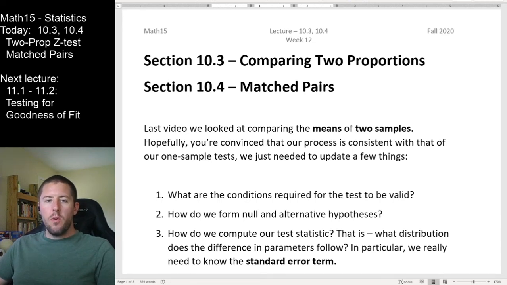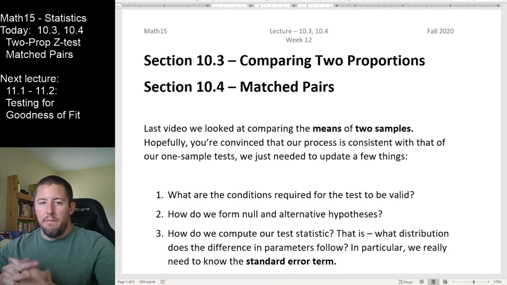Matched pairs are also going to be looking at means, but the difference is that we're going to be taking a sample from the same group of people two different times. So we're going to have a slightly different procedure associated with that one. In this case, we have two dependent samples. One sample is dependent on the other, and so we're going to do a slightly different process there. So let's get started here.